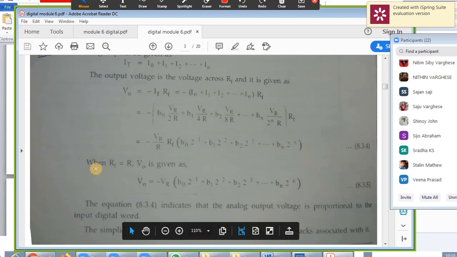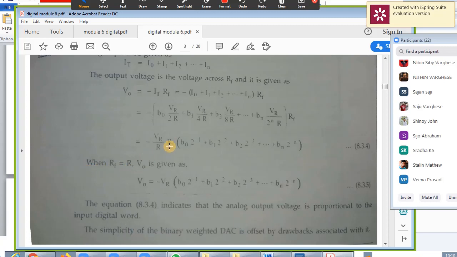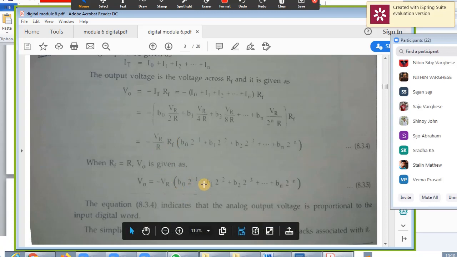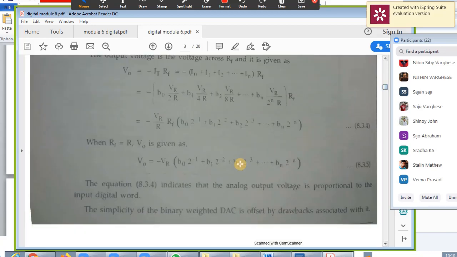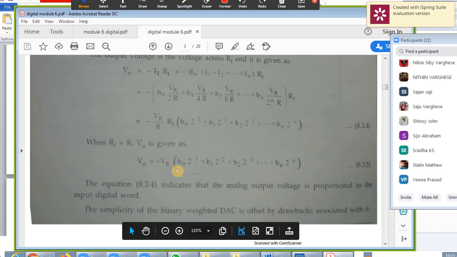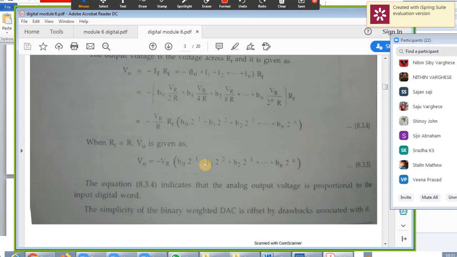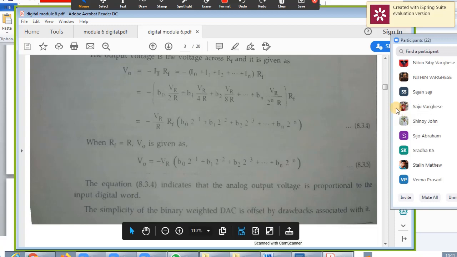Now we can make the RF value equal to R. Then what will happen? These two get cancelled. So minus VR times the binary sum. This is the analog voltage. This is the way we can find the binary value converted. Using this equation, we can convert the binary value into V0. Whatever the binary value is, this circuit will make it a corresponding analog value.